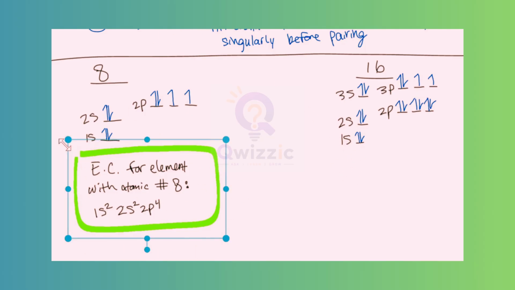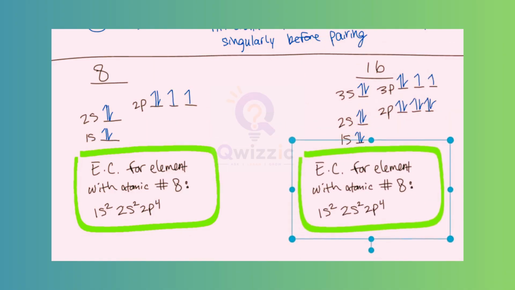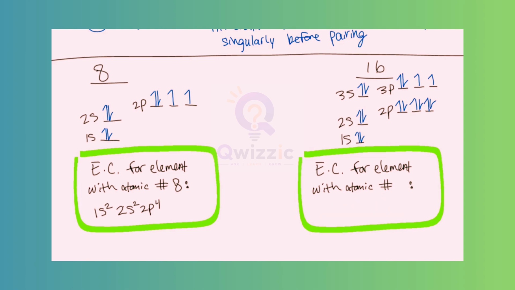So now writing this in our condensed electron configuration, we have 1s2, 2s2, 2p6, 3s2, 3p4.